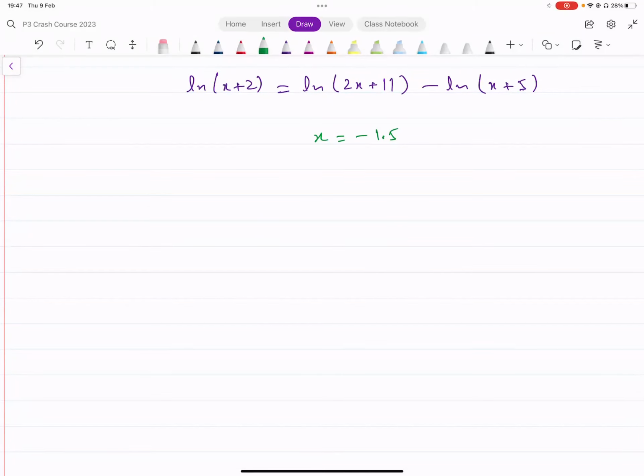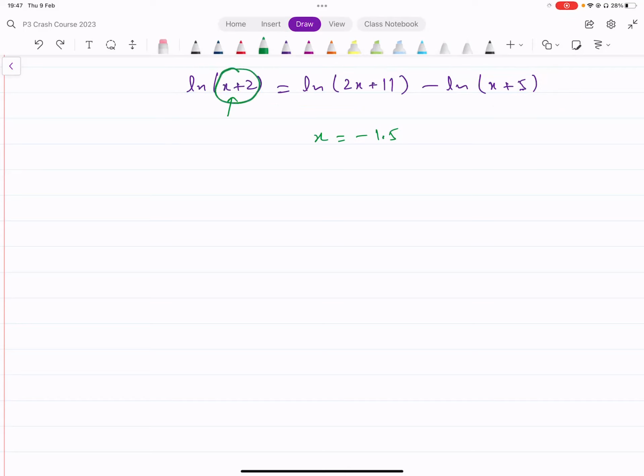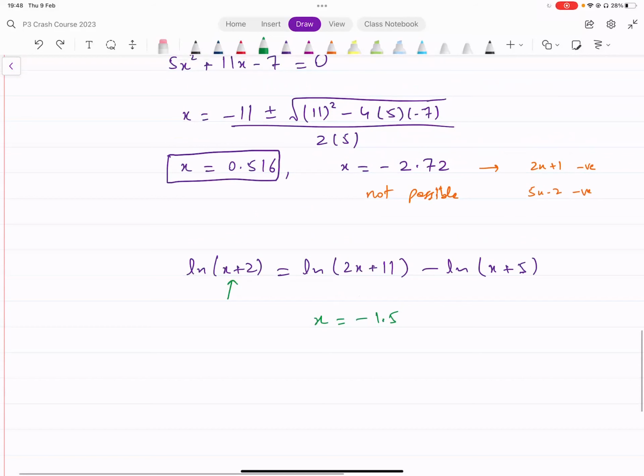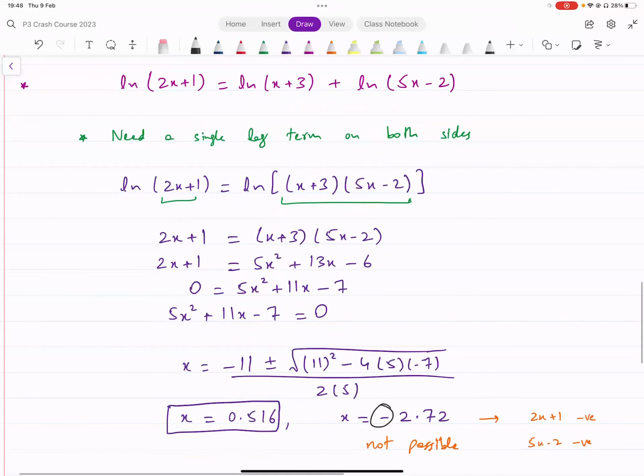Why? Because even if x is negative, it's not making any of these expressions negative. If you were to input minus 1.5 here, this remains positive. If you input minus 1.5 here, this remains positive as well. And if you input minus 1.5 here, this also remains positive. So this is still going to satisfy this whole equation. You have to check by inputting the value: does it make any of these logs negative? If it does make the expression inside negative, then you have to ignore that. But you don't necessarily ignore a value just because it has a negative sign. You have to check by inputting it in the original equation to see if it would work or not.